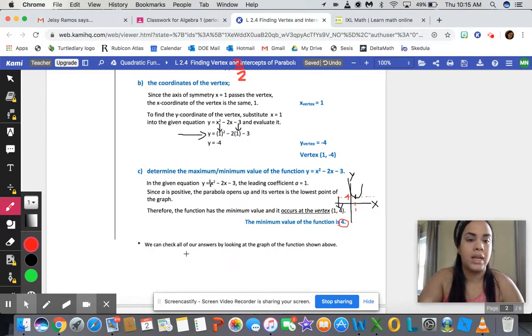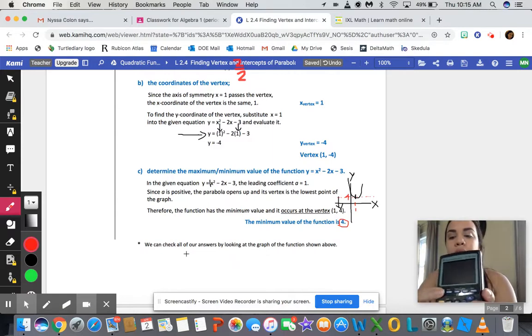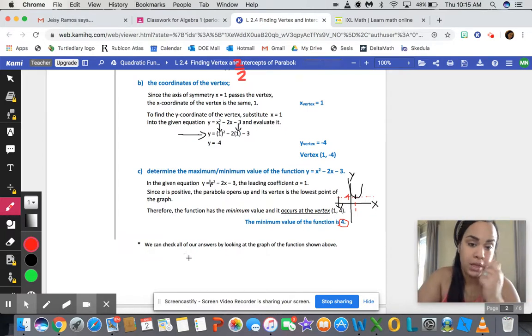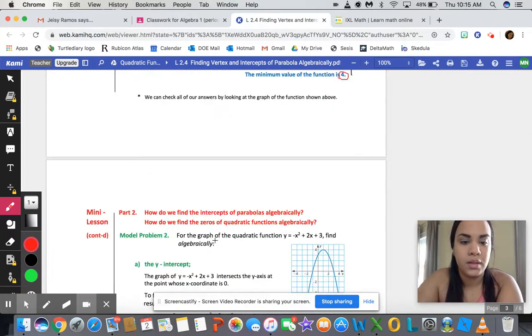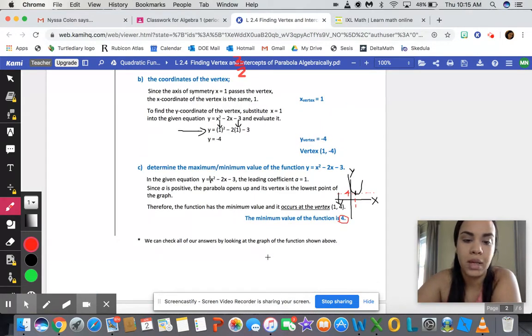So what does that mean? I can check my answers by just plugging it in here. We turn it on, and we go to y equals, and we put it into the y equals function. And then you're going to find your minimum value. This is another one here. Okay, we're going to find the minimum value. You're going to look at your table, your x and y table, and you're going to see that your vertex over here is 1, 4, right?